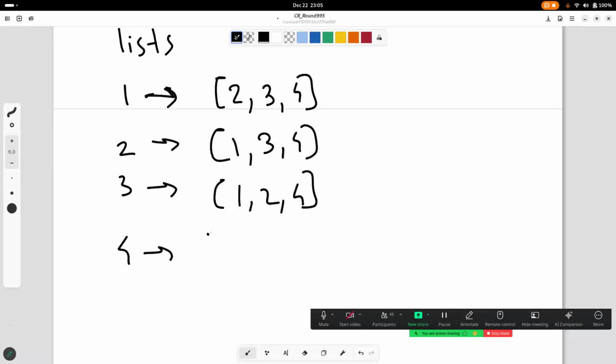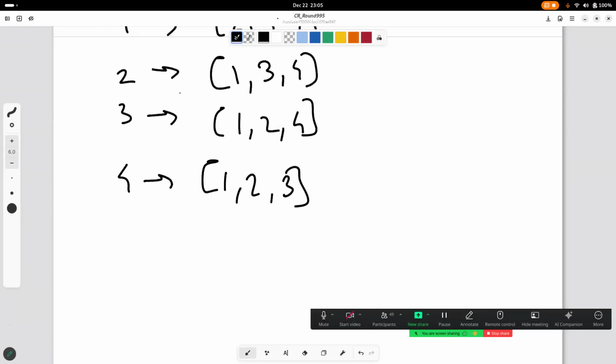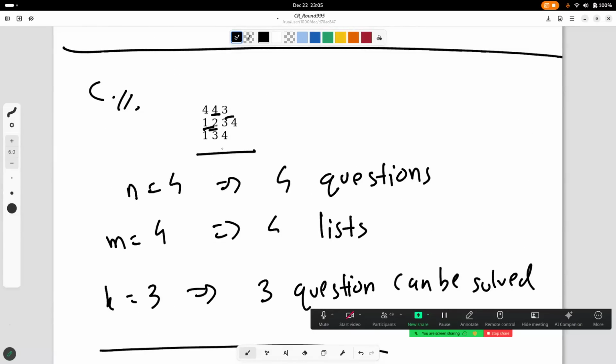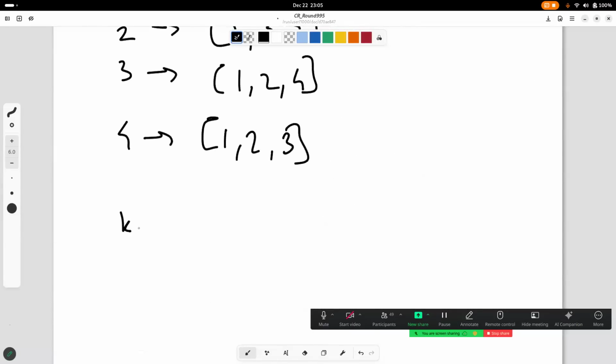If your list is denoted by 4, that would be 1, 2, and 3. 4 would be skipped. And what's being said is we know the answer to these 3 questions, that is 1, 3, and 4. So k equal to 3, and the questions that we know the answers to are 1, 3, and 4.